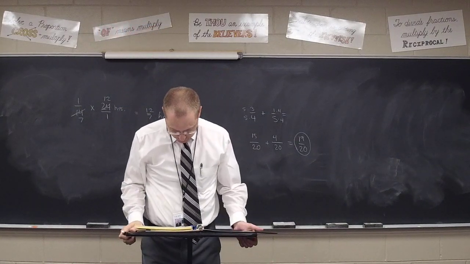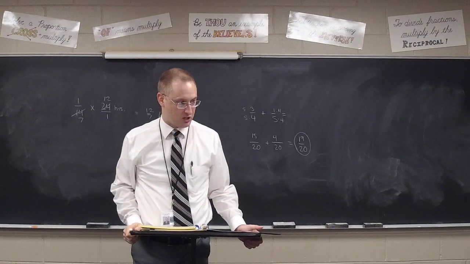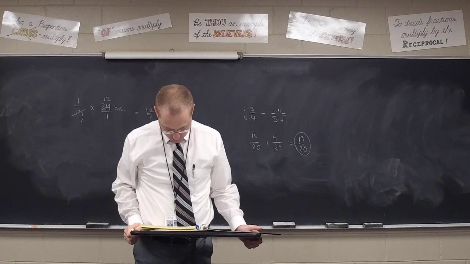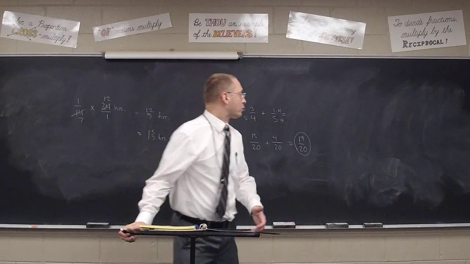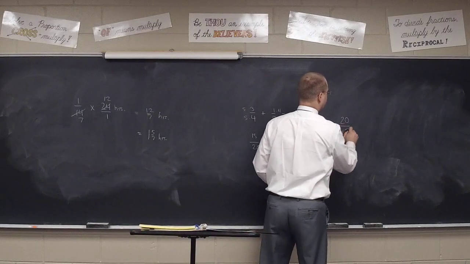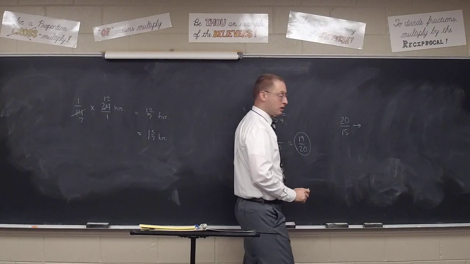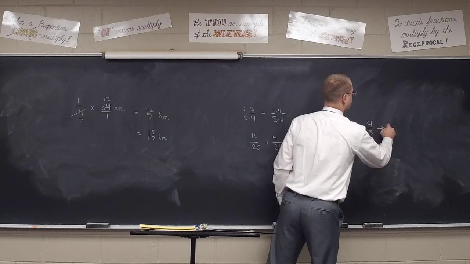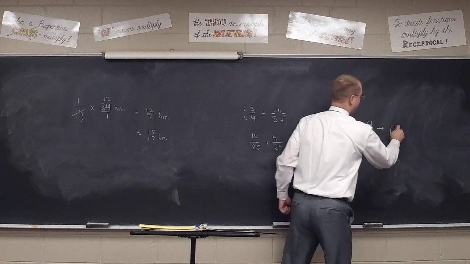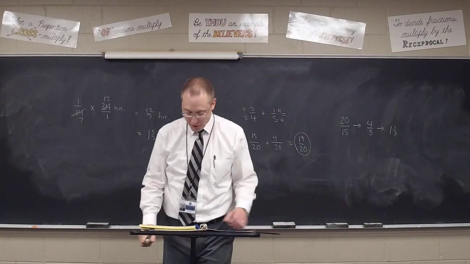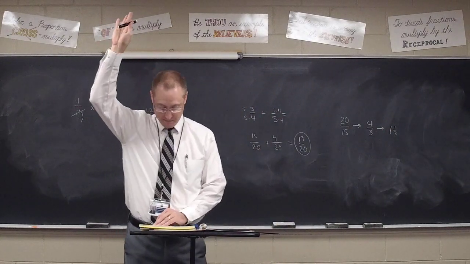All right, number 48. What'd you get when you added all those fractions together there, Paige? 20 over 15. Okay, you're not wrong, but we can't stop there. 20 15ths needs to change to 4/3, which needs to change to 1 and 1/3. There's our final answer. 1 and 1/3. How many have 1 and 1/3 for number 48?